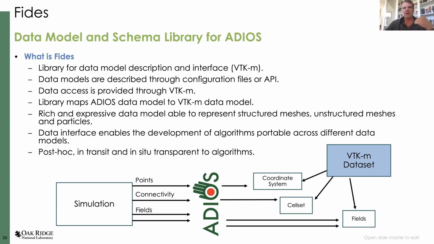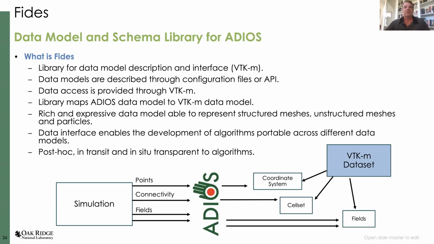It can either be in a JSON file or it can be embedded within the ADIOS file as an attribute that the reader can just read out. This provides a way for the points, the connectivity and the fields in the simulation to be written through ADIOS, and Fides will give you a coordinate system, the cell set and the fields which constitute the VTK-m data set. This uses zero copy whenever possible, and it also has some advanced data modeling capabilities for codes with really exotic data models, so that they can be mapped efficiently and directly onto VTK-m data sets.